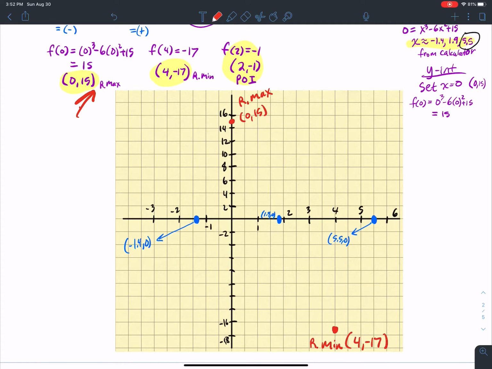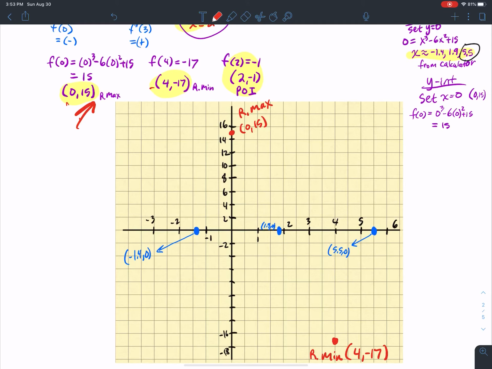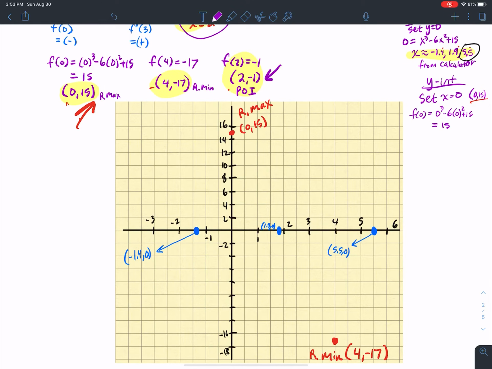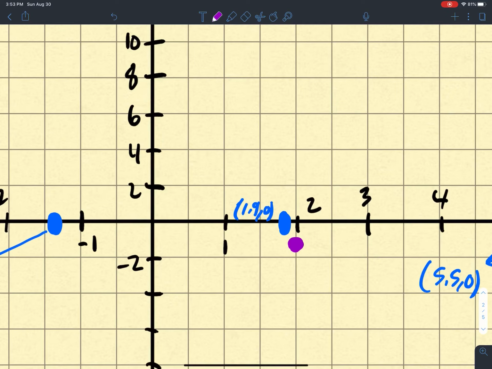What about, I think that's it, right? So 1, 2, 3, 4, 5, 6, and then this one is a repeat. 1, 2, 3, 4, 5. Oh, we need point of inflection. Okay, point of inflection. Our point of inflection here is (2, -1). So that's like right there, kind of right by the (1.9, 0). This is my point of inflection.